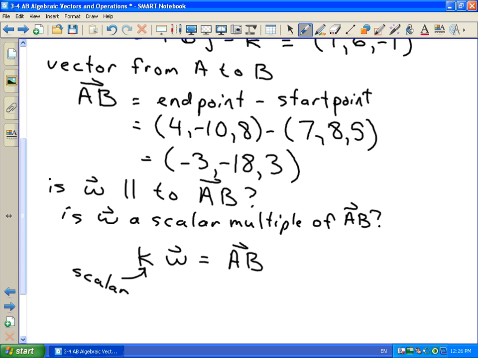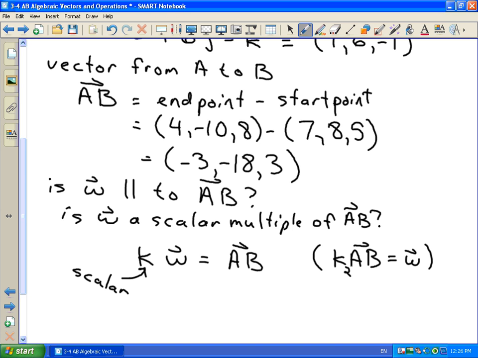Now, it doesn't matter where I put this scalar. I could have done this the other way around and said that k2 times AB equals w, where k2 over here is just a different scalar. Because it's the same thing. I could take this k and move it to the other side and turn it into a fraction. So it doesn't matter where I put that scalar, as long as there's something that I can multiply by one side to get the other side.